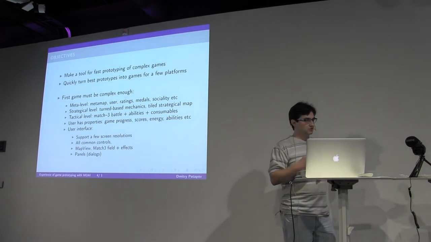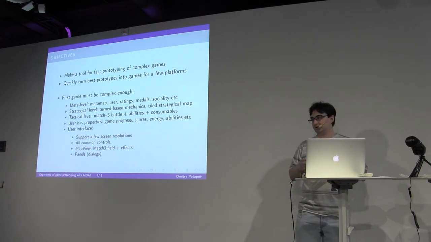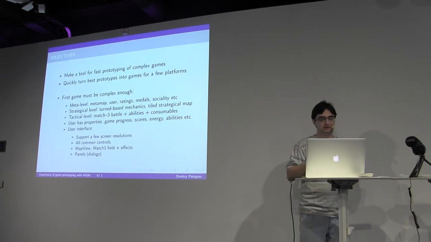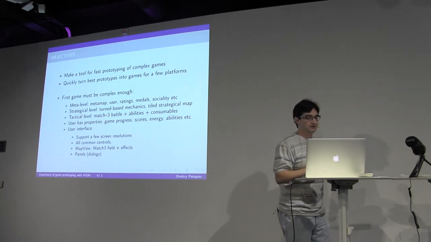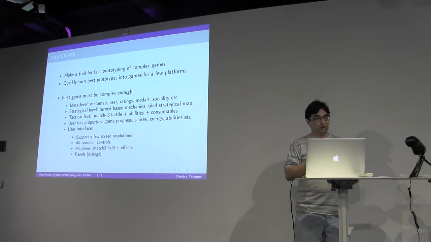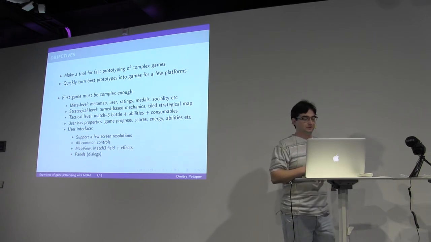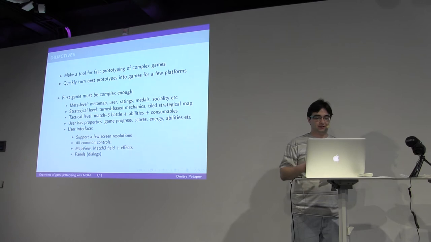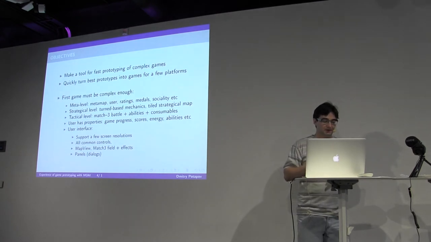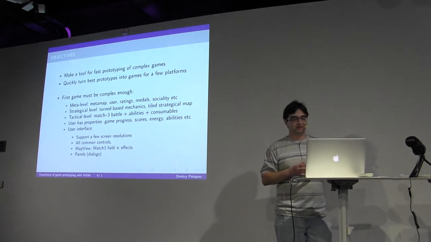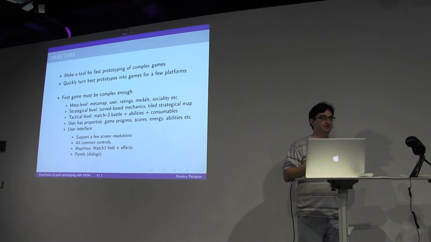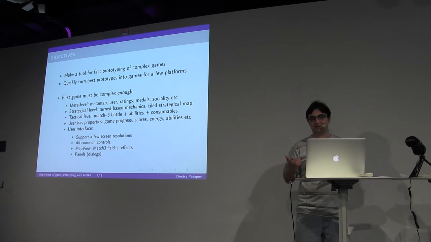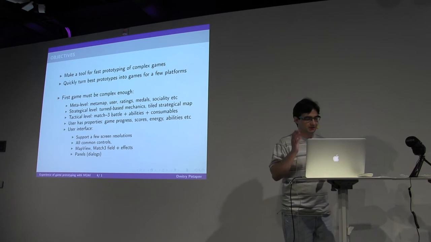So the first game should be complex enough. It has a kind of meta level, campaigns, and also we can say it has rating, medals, some kind of social interactivity, and so on. In the campaign, we have a set of strategic levels. It has turn-based mechanics and it's placed on a tiled map. And the battle combat looks like match 3 plus elements of RPG, because you have kind of abilities, you can enhance with abilities. And the user has some properties, of course.